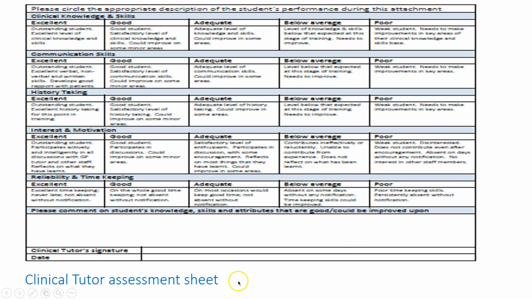This is the clinical tutor assessment sheet, which your tutor will mark at the end of each of your weeks' postings. Please produce this sheet at the beginning of the week on the Monday so that they know what they're going to assess. They'll be assessing these 5 or 6 parameters: clinical knowledge and skills, communication skills, history taking, interest and motivation, reliability and timekeeping, and they'll grade you from poor to excellent. They can also add in free text here.